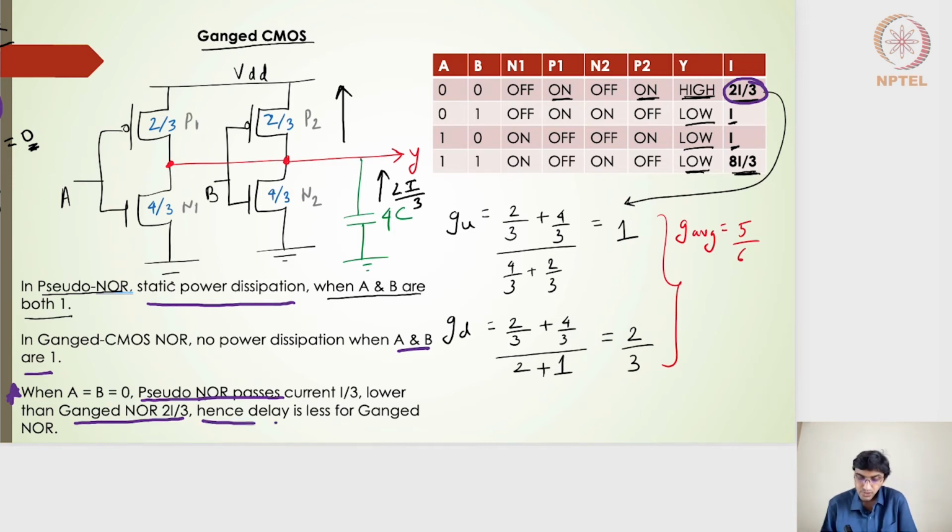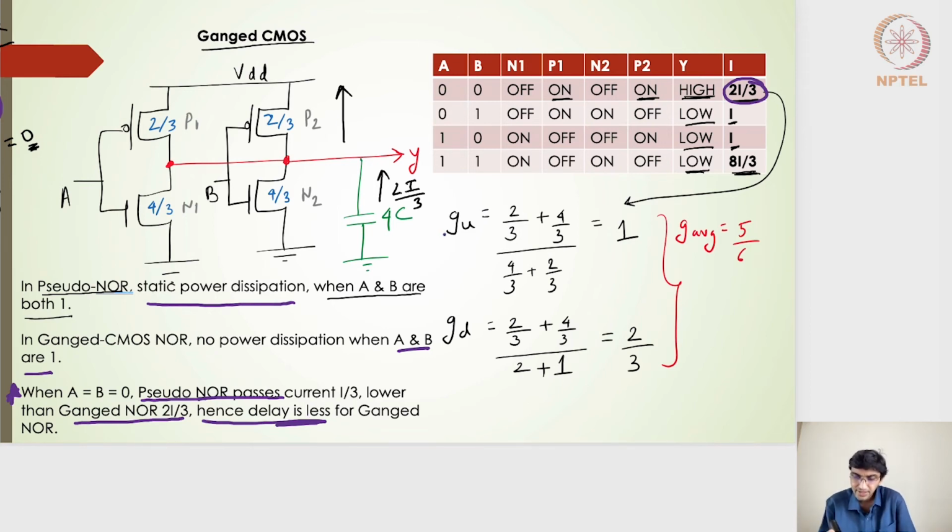So for the rising output, when the output wants to go to 1, the Ganged CMOS structure is likely to have a higher current of 2I by 3, and thereby the delay will be less and the performance will be better, right? Hence the delay is less. That's what I have stated here. So those are the two advantages. One is that static power dissipation will not be there in the Ganged CMOS, and another advantage is that for the rising output, it is much faster.